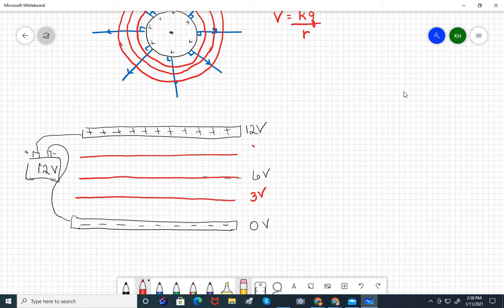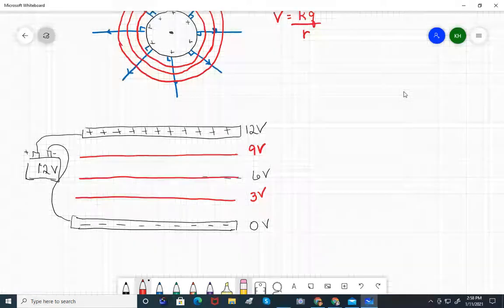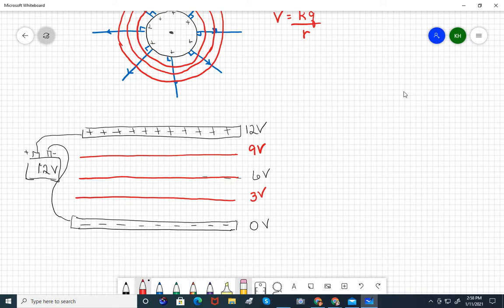Remember, I said you can kind of think of potential energy like height. So a positive charge that's way up here at 12 volts has more potential, and therefore more potential energy, than a positive charge that's here at 3 volts. They both have potential, and they both will want to move from the positive towards the negative. But the one that's at 3 volts just isn't going to have as far to go.